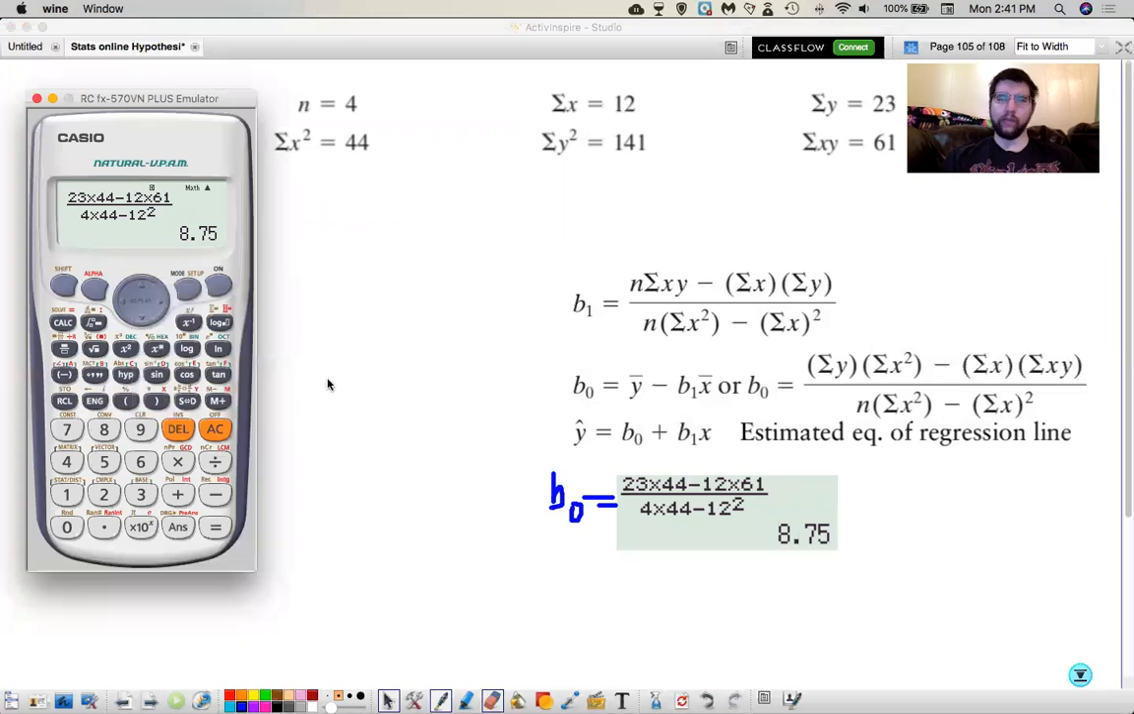Now we get B1. We get this equation here: n is 4 times 61, minus 12 times 23, over n is 4 times sum of x squared, 44, minus 12 squared. Sorry, where's 12 squared? Yeah, that's -1.